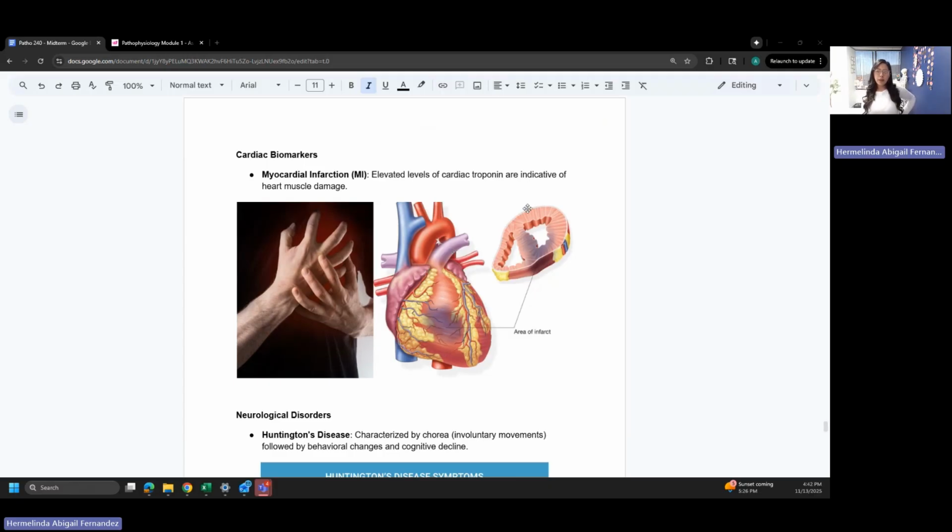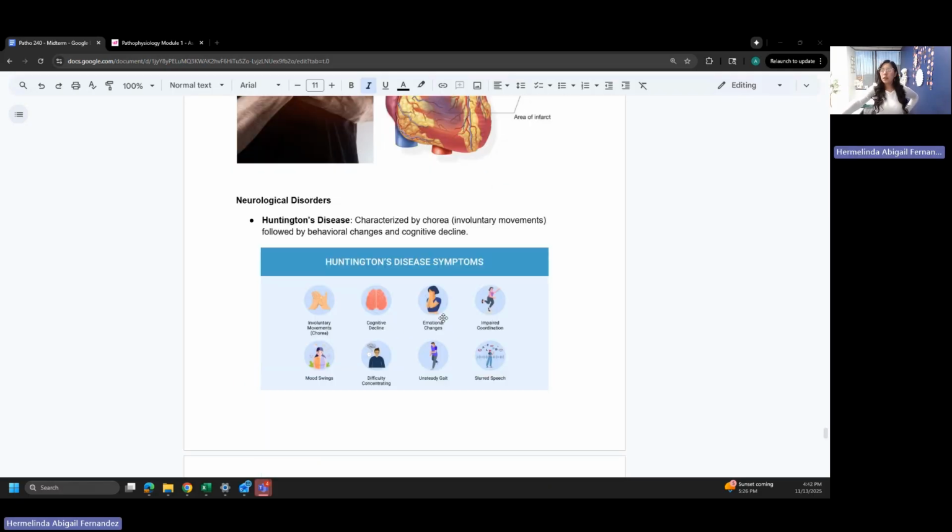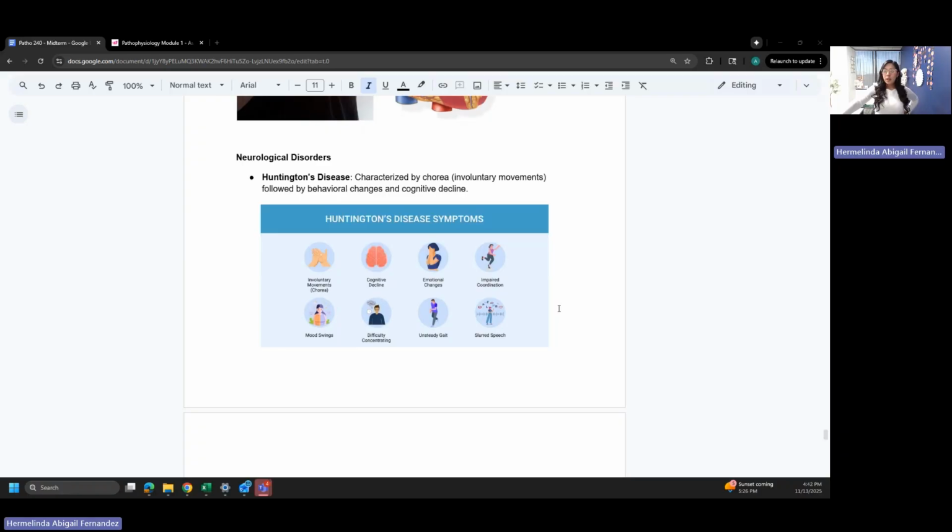Myocardial infarction, so MI. Elevated levels of cardiac troponin are indicative of that heart muscle damage, okay? So remember, MIs are acute, for a short time, but they can cause a lot of damage. Neurological disorders, so Huntington's disease. This is characterized by chorea, the involuntary movements. This is followed by behavioral changes and cognitive decline.